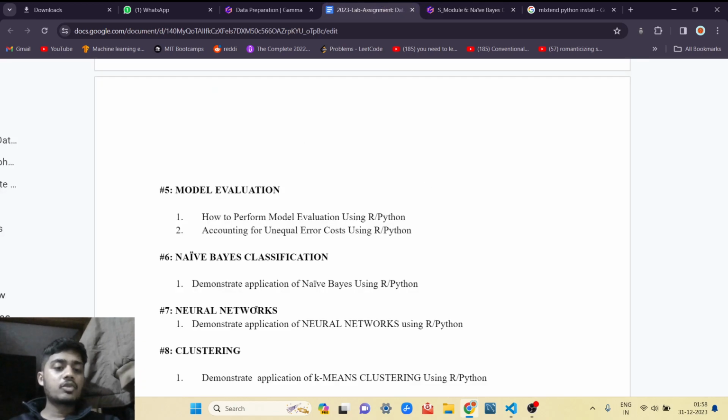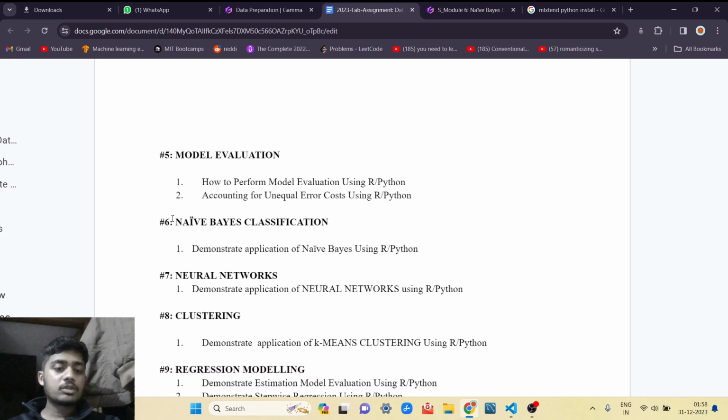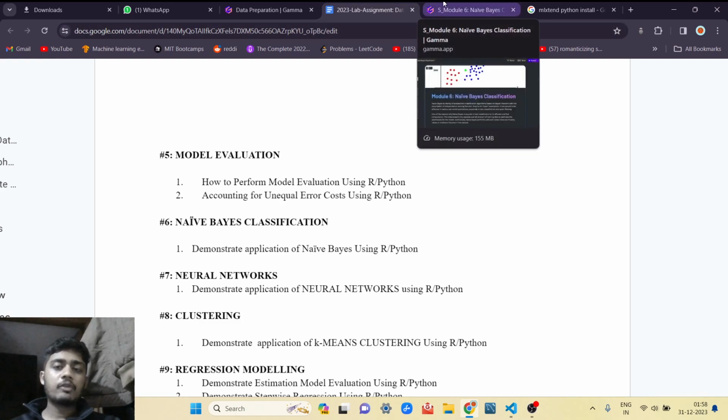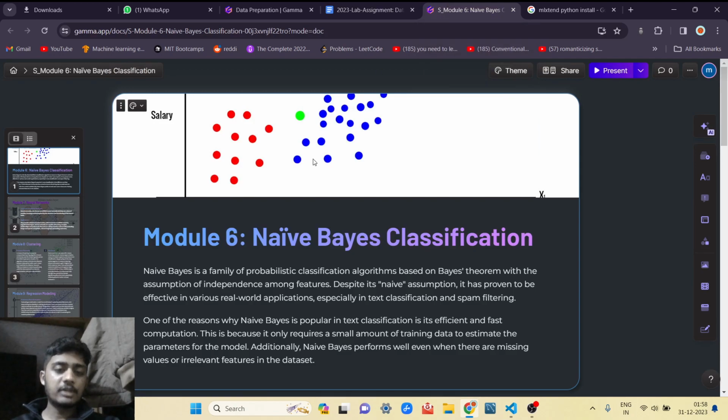So the first assignment, the 6th assignment, was naive-Bayes classification: demonstrate application of naive-Bayes using a Python program. Before the program, let's understand what the naive-Bayes theorem or classification means.